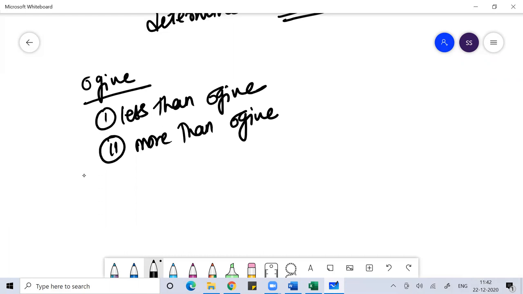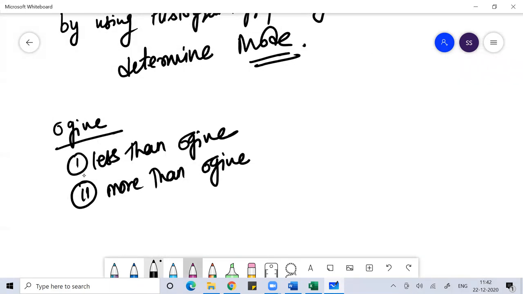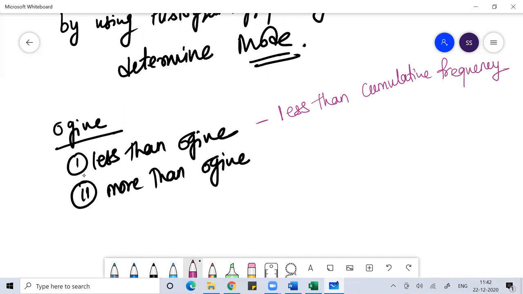So when we talk about the less than OGIVE, we get it from the less than cumulative frequency. And we get the more than OGIVE from the more than cumulative frequency. So here we are talking about two kinds of OGIVE, less than OGIVE and more than OGIVE.